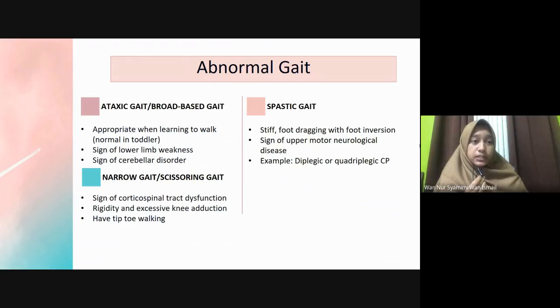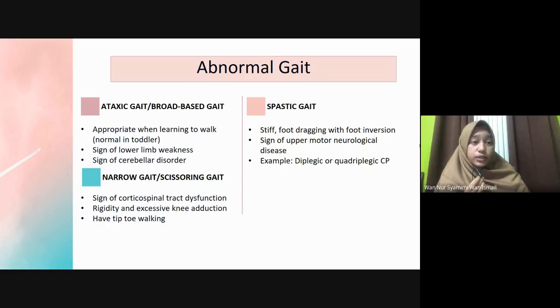As the doctor mentioned earlier, it's normal in toddlers to have this type of gait because they are just learning to walk. Usually this type of gait is a sign of lower limb weakness as well as cerebellar disorder. As mentioned, the patient can have a vermis problem, and usually patients who have ataxic gait are swaggering back and forth even when they are standing.